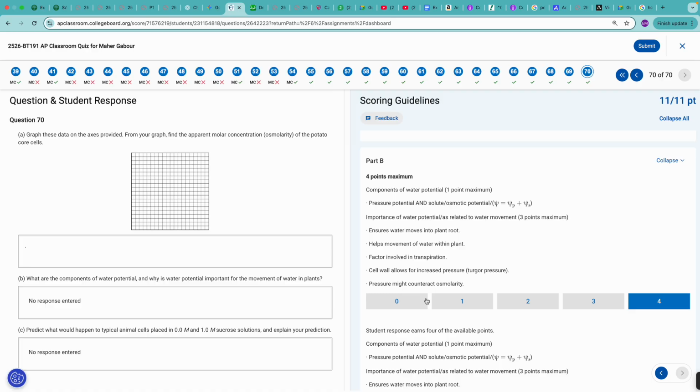If it's an animal cell, it might burst. And then the 1 molar sucrose solution, meaning there is salt outside in the environment. That means now the higher water potential is actually inside our cell compared to the outside. The outside is actually less now compared to the inside. So the water will go from the inside of the cell to the outside of the cell, meaning our cell will shrivel up.